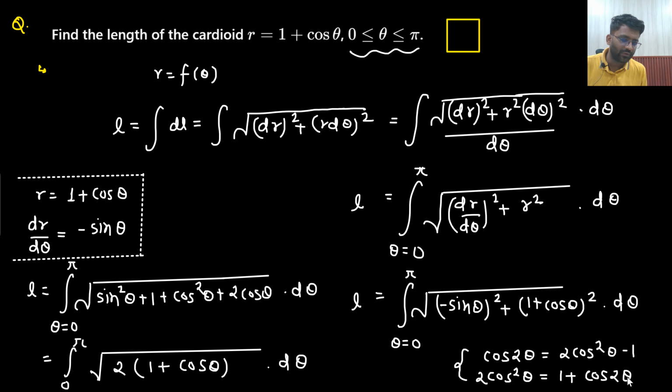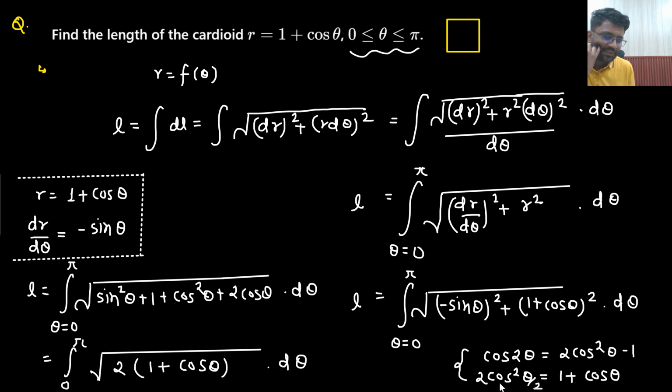Now if in place of theta I put theta by 2, what will this become? 2 into theta by 2 will become theta only. So in place of theta I am putting theta by 2. Did you understand this point? So 1 plus cos theta is nothing but 2 cos square theta by 2.